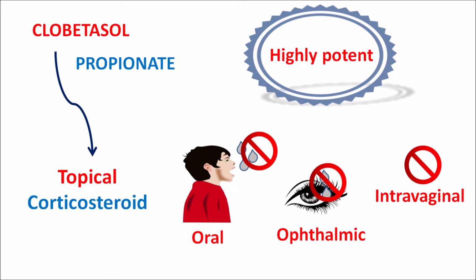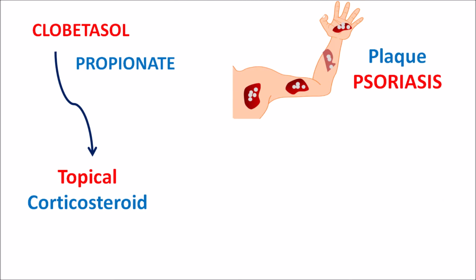Then what is the use of this clobetasol propionate? The main purpose of this drug is for the treatment of skin inflammatory disorders. For instance, it can be used for the management of plaque psoriasis, where the inflammation associated with psoriatic plaques can be treated by this clobetasol propionate. And for this purpose, this drug is applied for around 2 weeks. And the treatment period can also be extended up to 4 weeks.